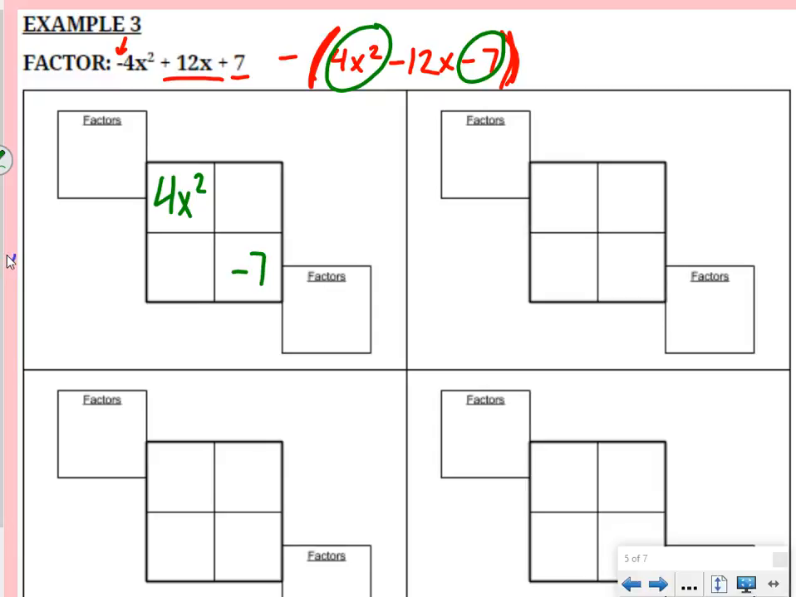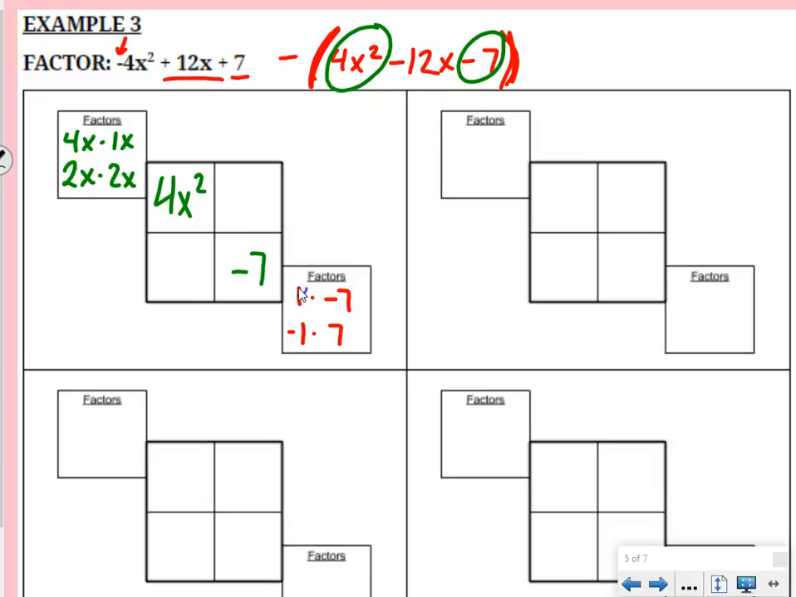Now we need factors of 4x squared. Well, that would be 4x times 1x. Another set of factors would be 2x times 2x. Then our factors of negative 7. Factors of negative 7 are 1 and negative 7, and negative 1 and positive 7. So we have a lot of different combinations that we can make. So a lot of guessing and checking for this one.